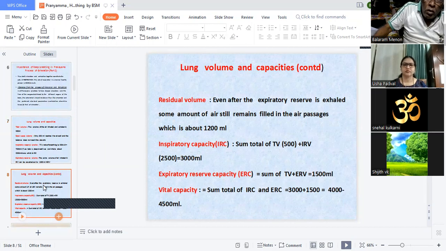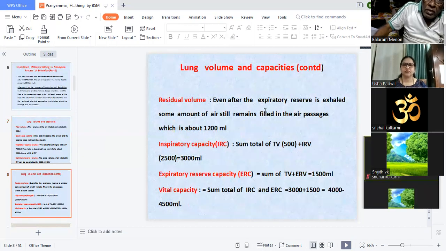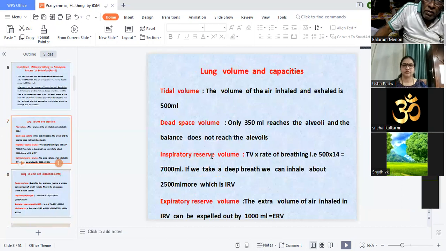Then we come to the residual volume. Even after the expiratory reserve is exhaled, some amount of air still remains in the air passage, which is about 1200 ml. Sum total of tidal volume 500 ml plus IRV 2500 ml is equal to 3000 ml.